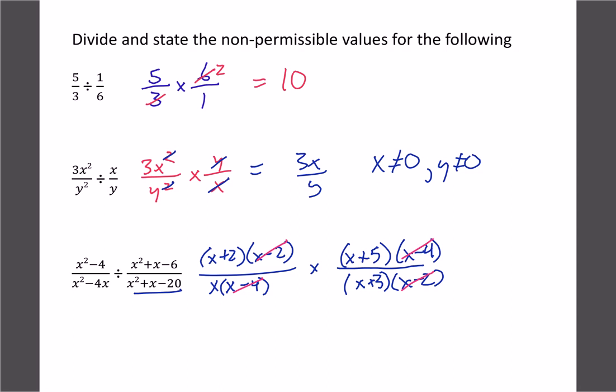And that's about it. So in this case, our final answer then would be x plus 2 and x plus 5 left over on top. And x and x plus 3 left over on the bottom. And our non-permissibles would be 0, minus 4.